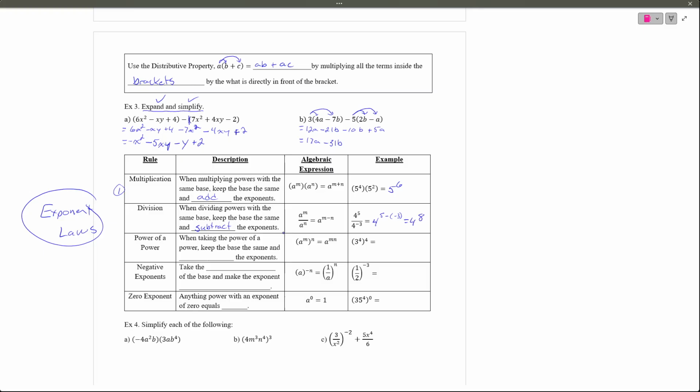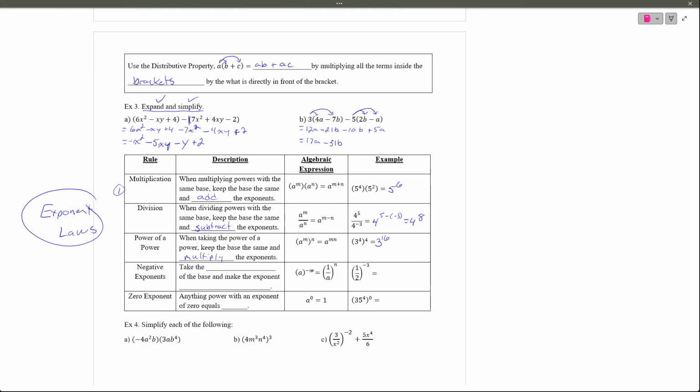Great. So now we're going to start to get a little bit more tricky. What if you have a power of a power? So when you're taking the power of a power, we're going to keep the base the same. This time we're going to multiply the exponents. So I have a to the power of m to the power of n. So we're just going to multiply these two together. So a to the power of mn. So here we have 3 to the power of 4 to the power of 4. So we're going to multiply those two exponents. So 4 times 4, that's 16. So we have 3 to the power of 16. Big number.